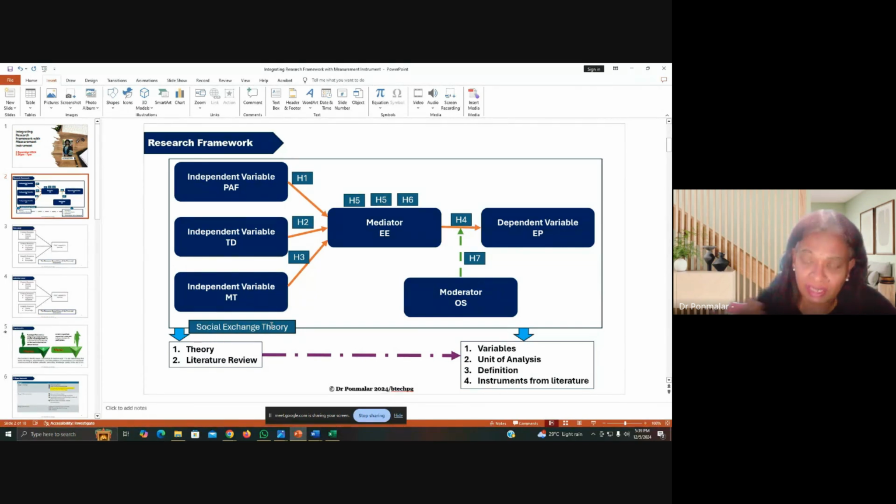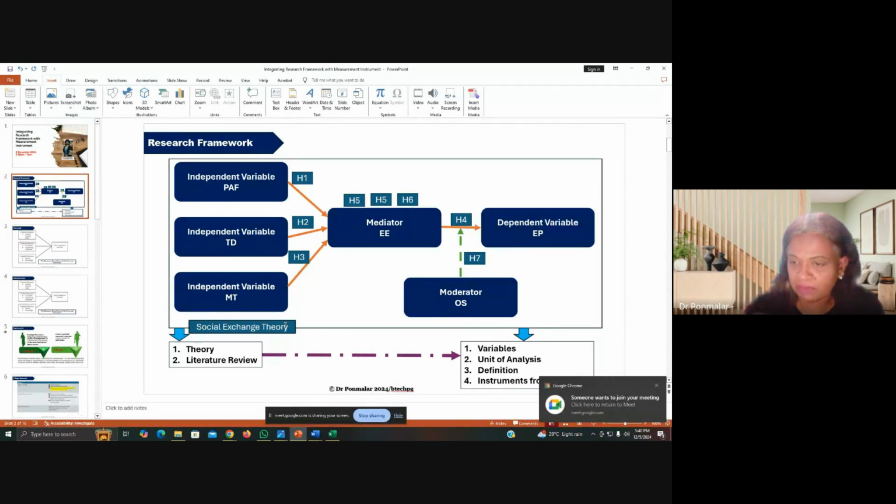Now, for my thesis, I use social exchange theory. Because I was doing an employee study, once I decided that this is the best theory that explains my focus area, I started to read about social exchange theory. When I was reading it, I understood the meaning of the relationship and reciprocity.